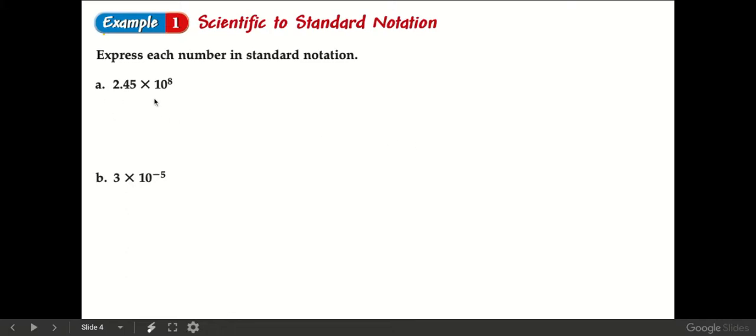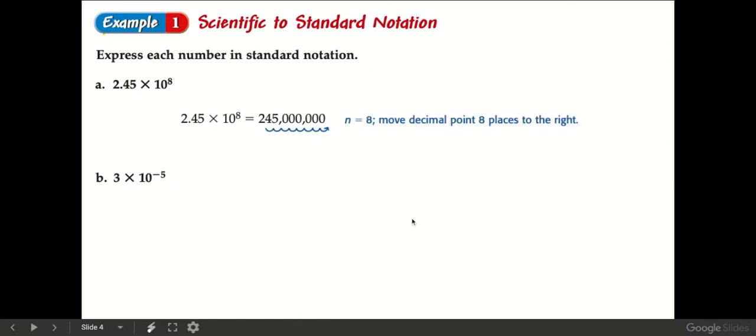Let's look at A. So 2.45 times 10 to the 8th power. So again, we're going to identify our exponent. It is positive 8, which means that's going to move our decimal point 8 place values to the right. So if I count it out, it's going to go from 2.45, again, 1, 2, 3, 4, 5, 6, 7, 8. It's going to create 245 million, right? I had a positive exponent of 8, so I moved the decimal point 8 places to the right.